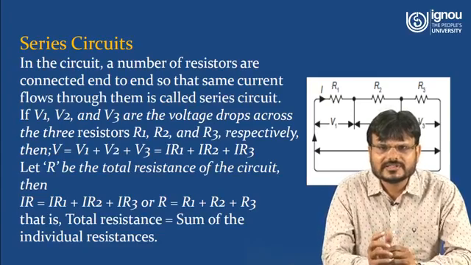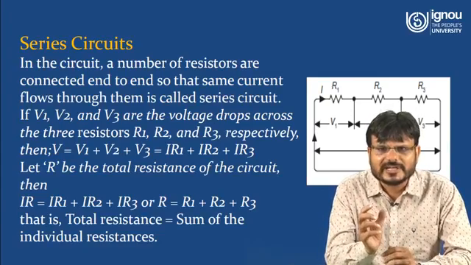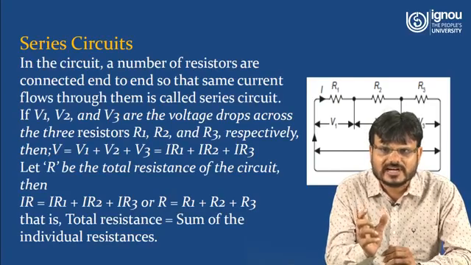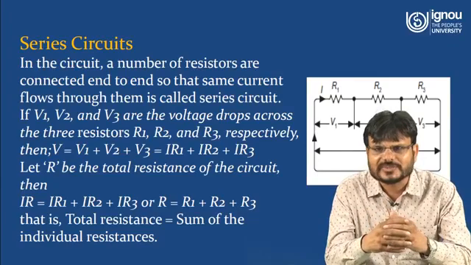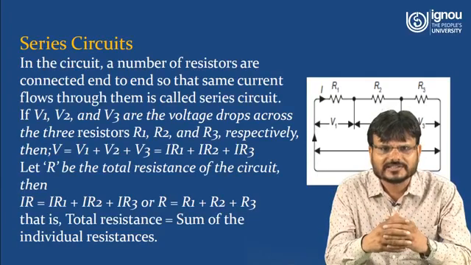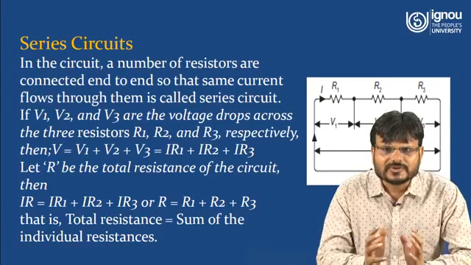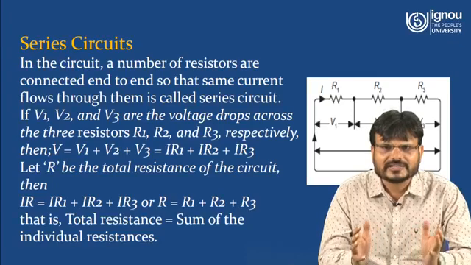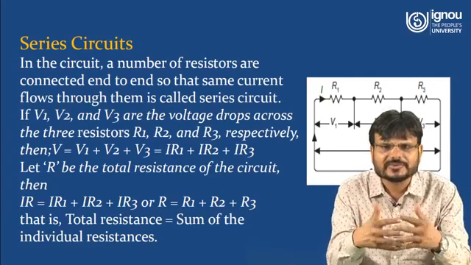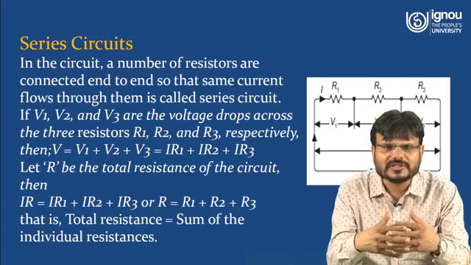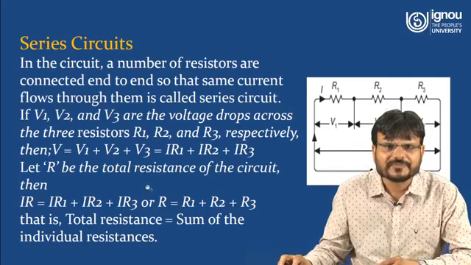Here you can see the voltage drop V1 will be across the resistance R1, the voltage drop V2 is across the resistance R2, and the voltage drop V3 will be across R3. Because this is the total voltage applied across these three resistors, V can be written as V equal to V1 plus V2 plus V3. V1 can be written as I into R1, V2 as I into R2, and V3 as I into R3.